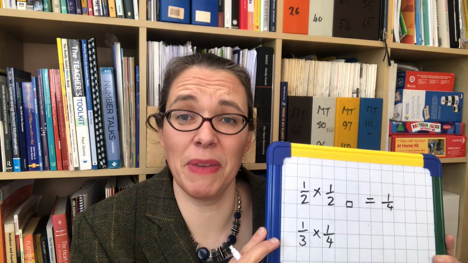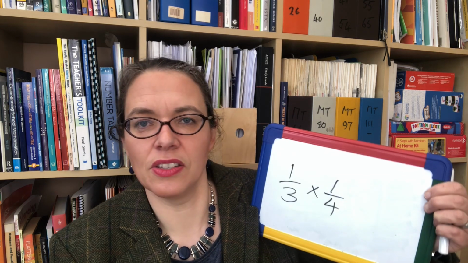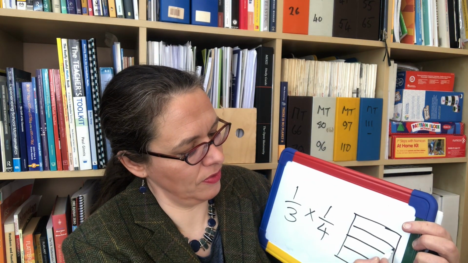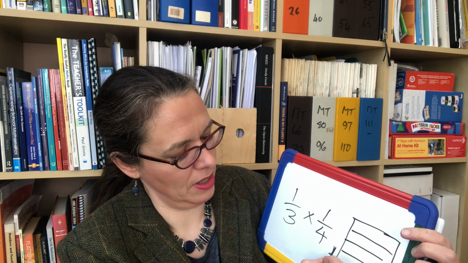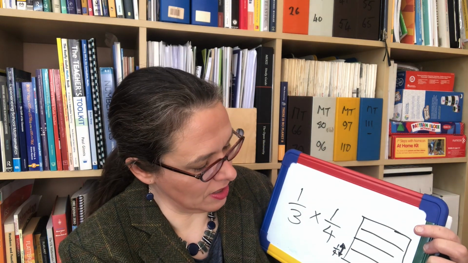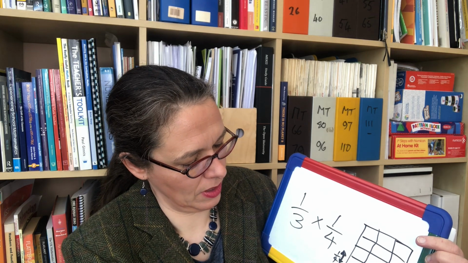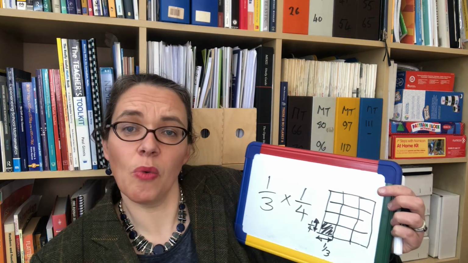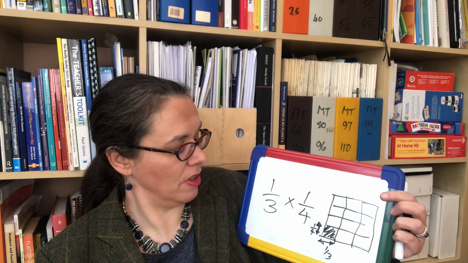Well, by then it's becoming quite tricky to draw that in one square. So what we'll do is draw ourselves a nice big square here and cut that into quarters. We only want one of them. That's 1/4. And into thirds the other way. That's 1/3. And so the area we want is that one, which is 1/12. And that is the correct answer.